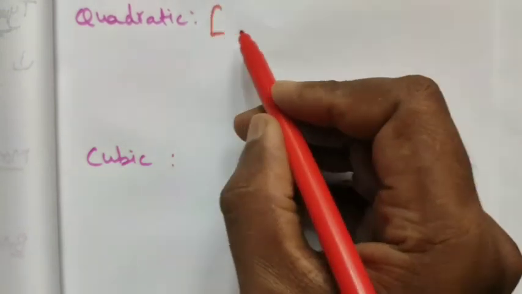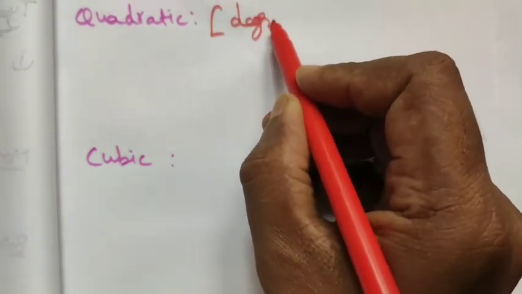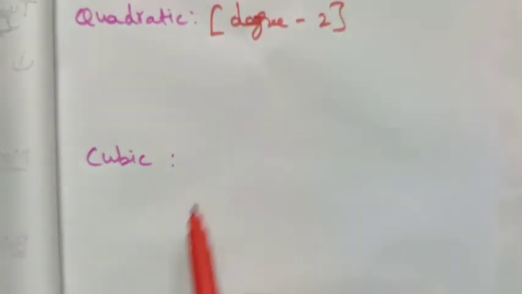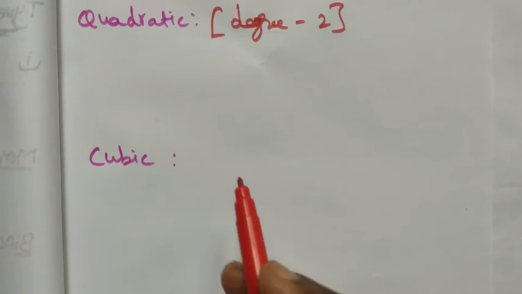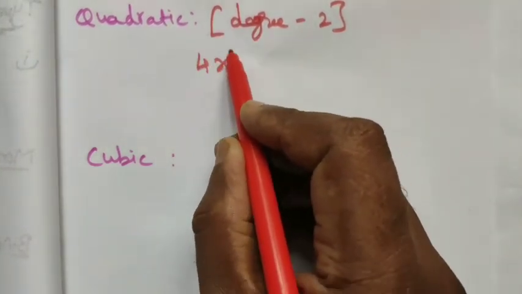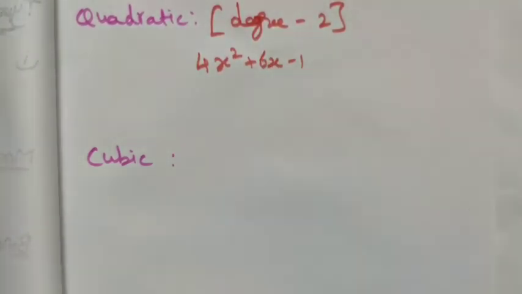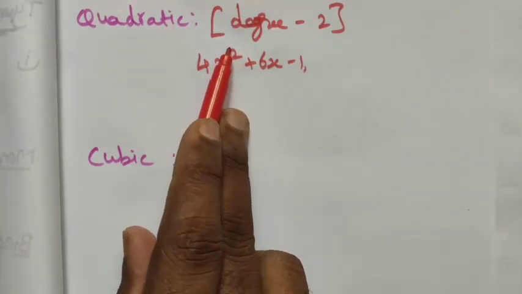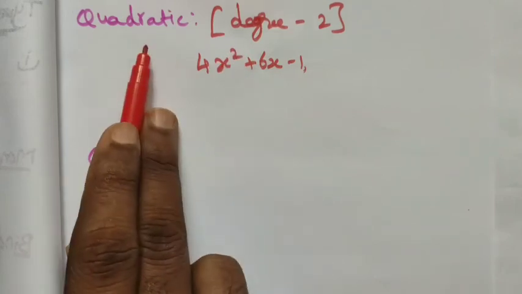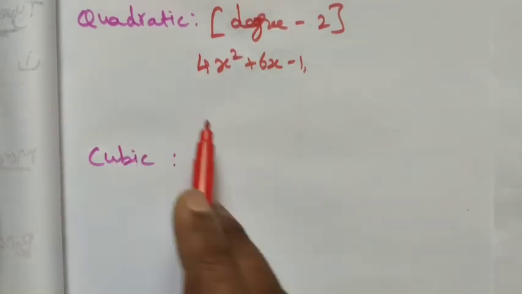Quadratic. Quadratic means the degree of the polynomial is 2. Right? The polynomial of degree 2 is called a quadratic polynomial. For this example, 4x square plus 6x minus 1. See, the highest degree of the polynomial is 2. So we call it a quadratic polynomial.